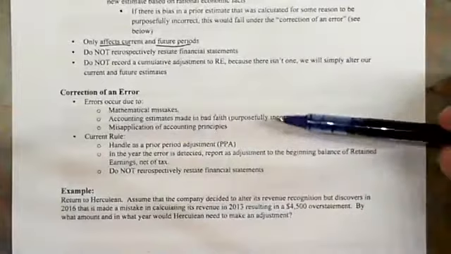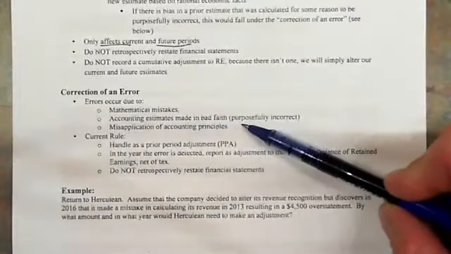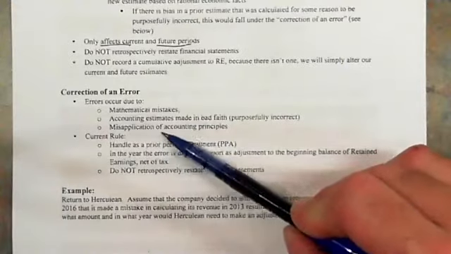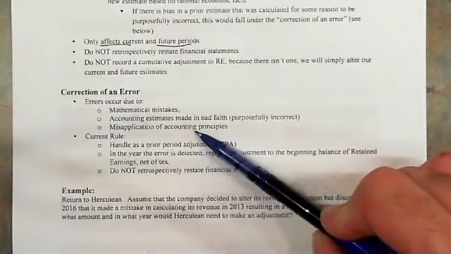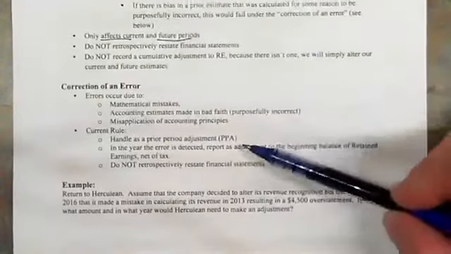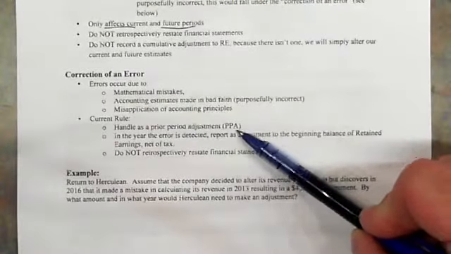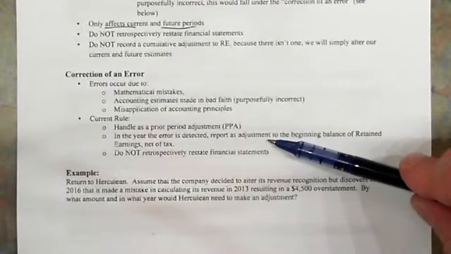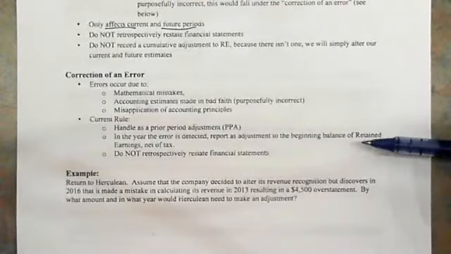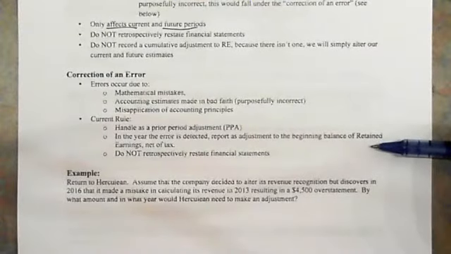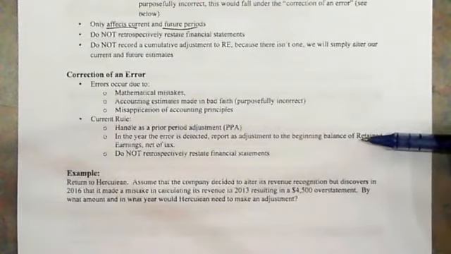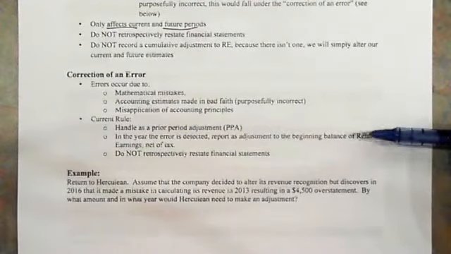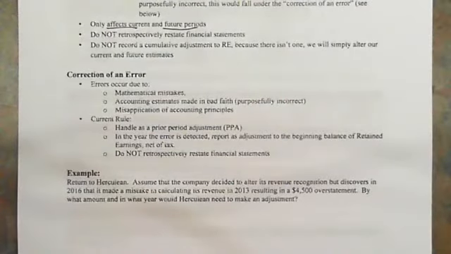The correction of an error is different, right? It's a mathematical mistake, an accounting estimate made in bad faith that was purposely incorrect, or maybe a misapplication of accounting principles, such as when we switch from something that's non-GAAP to GAAP. Well, what we do here is handle it as a prior period adjustment. In the year the error is detected, we report that discovery of an error as an adjustment to the beginning balance of retained earnings. So for example, if we're in 2017, and we detect an error that happened in 2013, we don't do a retrospective 2013 adjustment. We just adjust 2017 for that error because it was the year we discovered it.